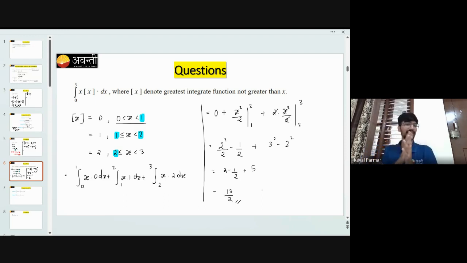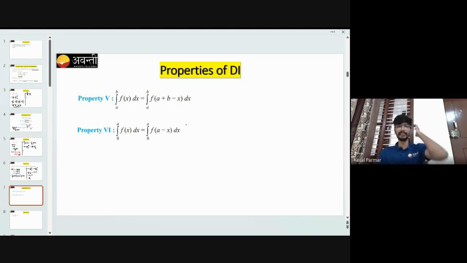So these are the basic questions to use property number 4, which is splitting of limits. Whenever we have a non-uniformly defined function, mod x, step of x, etc., that means we have to use property number 4 to split the integration. Now, let's look at more interesting properties, which are 5 and 6.